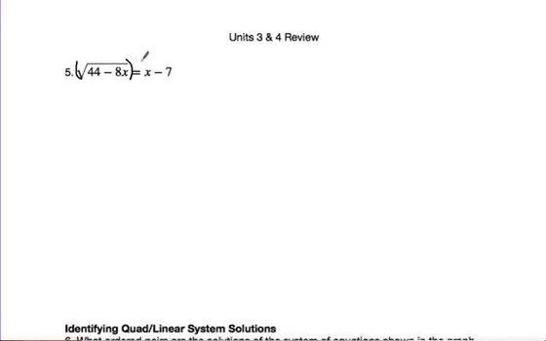So if we're going to get rid of that radical, we've got to say what kind of radical is it. So this is a square root. To get rid of a square root, we're going to square it. So if we square one side, we also have to square the other side. So when we square the left side, remember that a square and a square root are going to cancel each other out. So we're just going to end up with 44 minus 8x on the left side. But on the right side, this x minus 7 squared means that I have x minus 7 2 times.